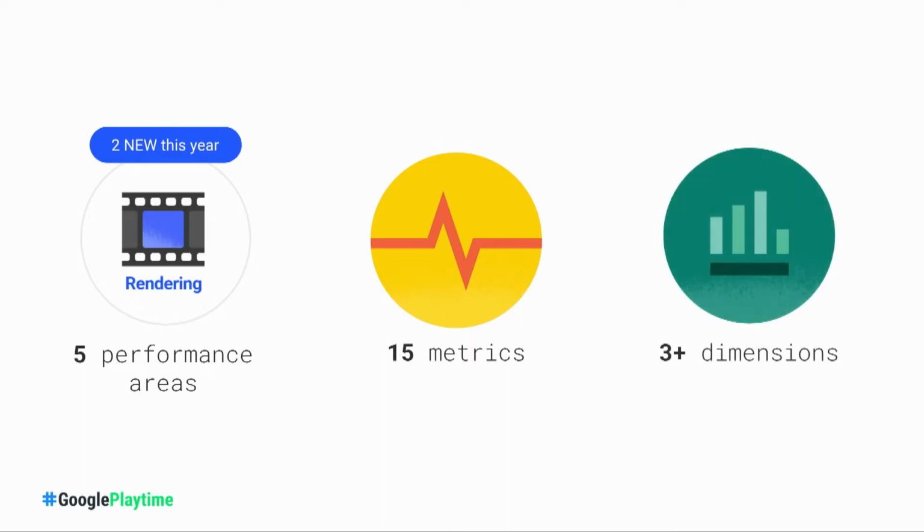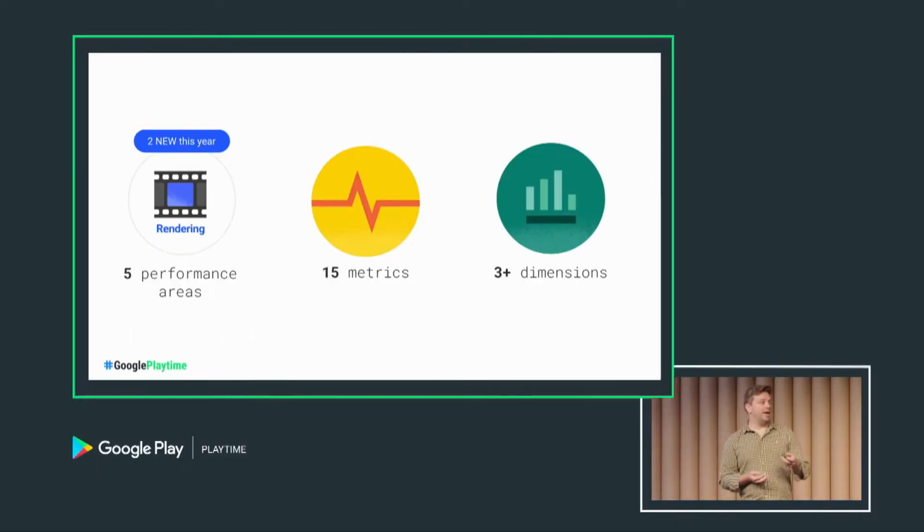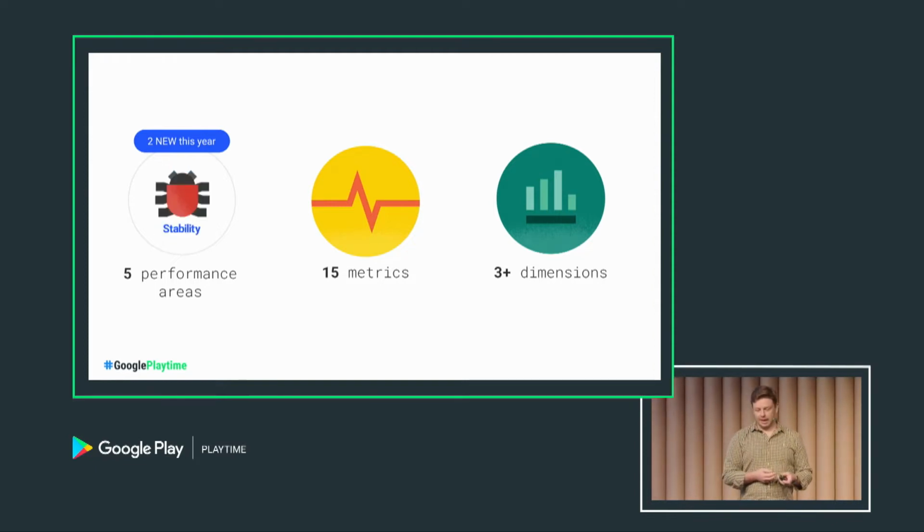Those metrics are broken down by at least 3 different dimensions. The set of dimensions varies from one metric to another, but generally we have things like operating system version, APK version, release track, so whether it's alpha, beta, or prod, and then a few more dimensions that are specific to particular metrics. So we have a lot of data that you can really delve into here.